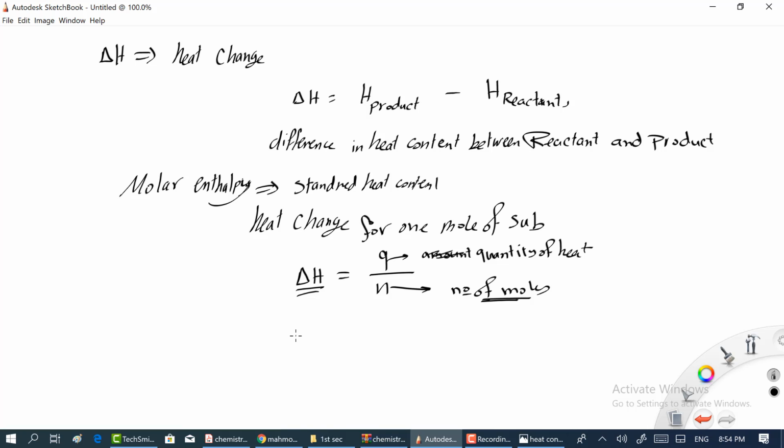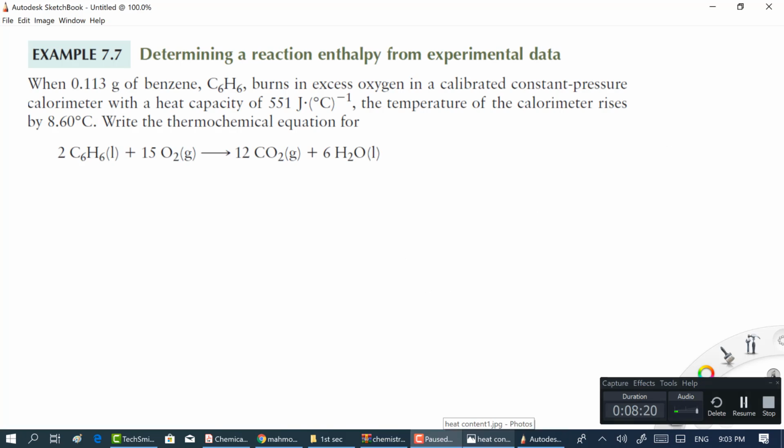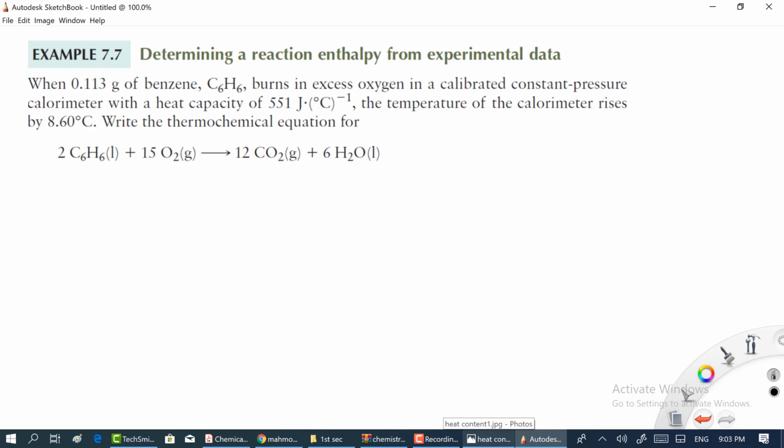Delta H represents the heat change, or the molar enthalpy, and it is measured in kilojoules. Let's talk about an example. In this example, we need to calculate the molar enthalpy, or delta H. Delta H equals Q over n, the quantity of heat over the number of moles.